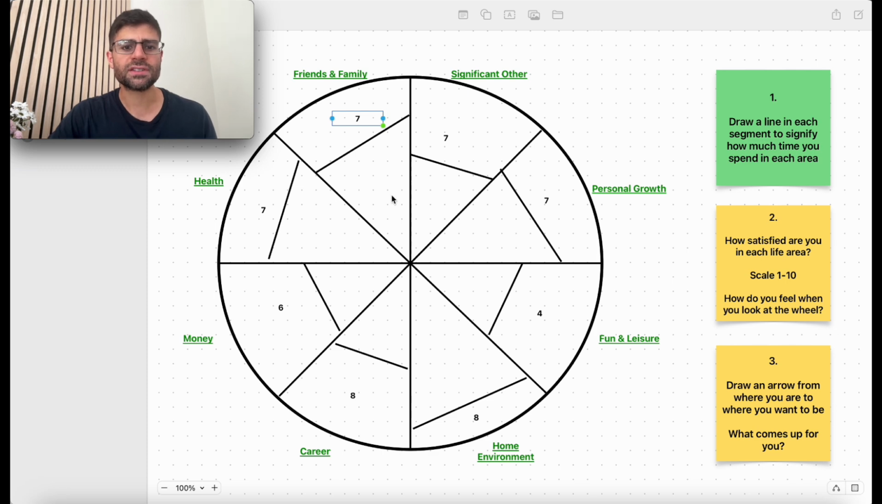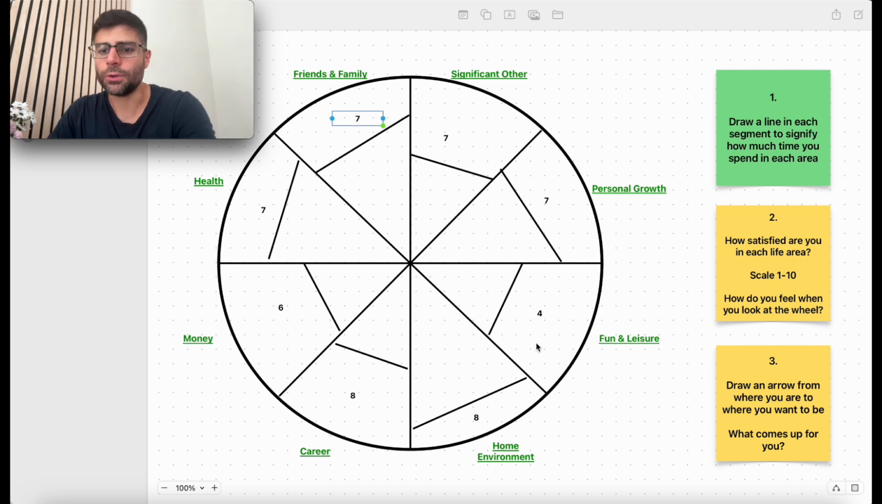So as you can see from this example, you can see how much time I spend in each area. That's signified by the line, and how satisfied I am in each area. So the theory is, let's take money, that's a good example. I'm spending half, maybe just under half of my time focusing on money and how to make money. But you can see 6 out of 10, I'm satisfied. So that suggests if I spend more time on it, then I can increase that number.